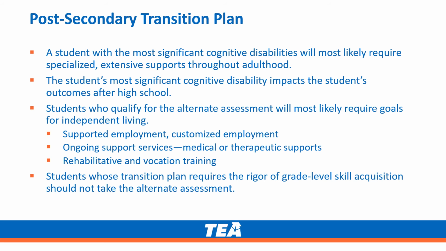Students with significant cognitive disabilities may be appropriate for supported employment or customized employment, ongoing support services, medical or therapeutic supports, attend rehabilitation or vocational training. However, students whose end of high school goals require the rigor of grade level skill acquisition should not be on an alternate assessment. For example, students who require grade level reading and writing skills for their after high school goal should not be assessed with STAAR Alternate 2.